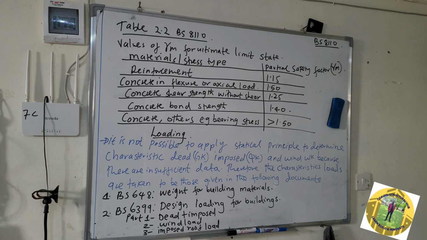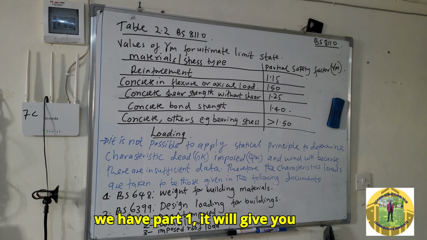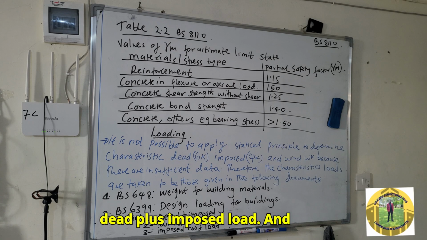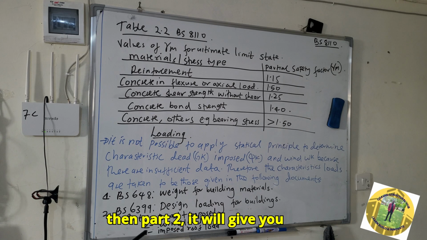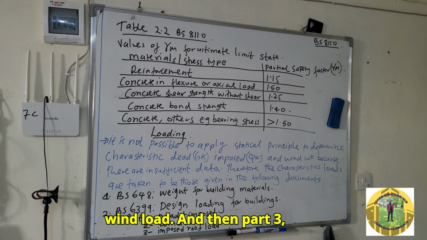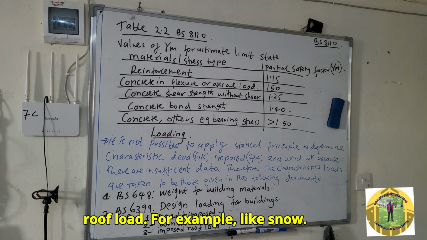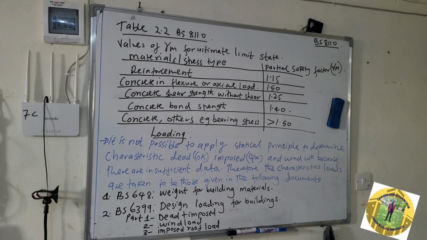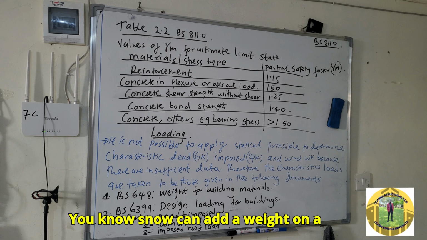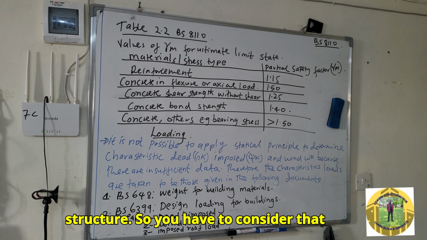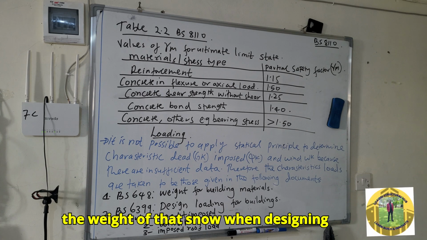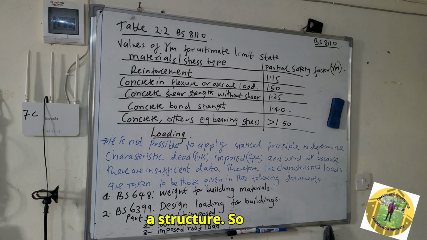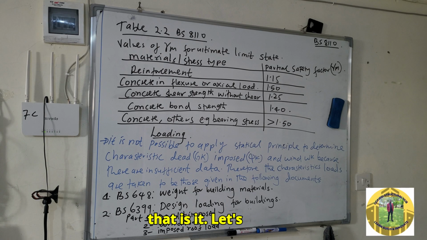For example, we have part one, it will give you dead plus imposed load. And then part two, it will give you wind load. And then part three, it will give you imposed roof load. For example, like snow. You know, snow can add a weight on a structure. So you have to consider the weight of that snow when designing a structure.